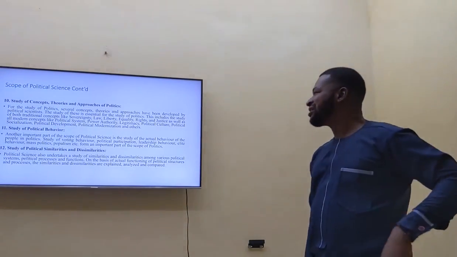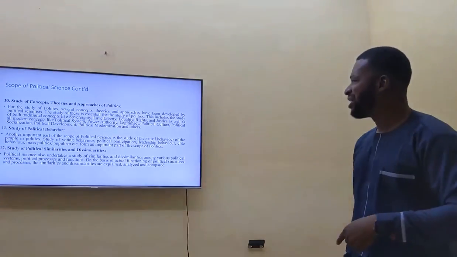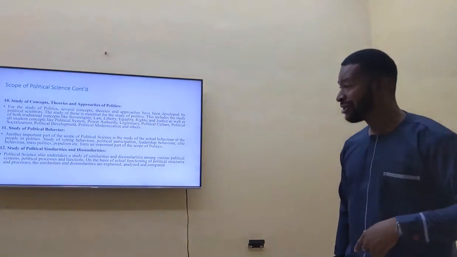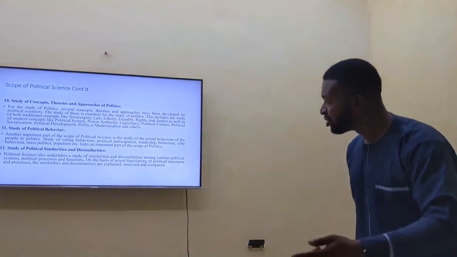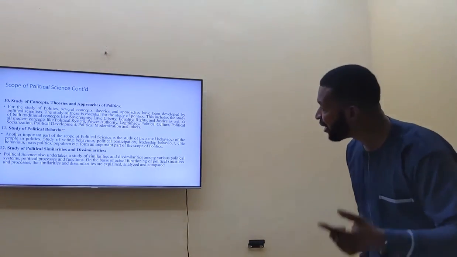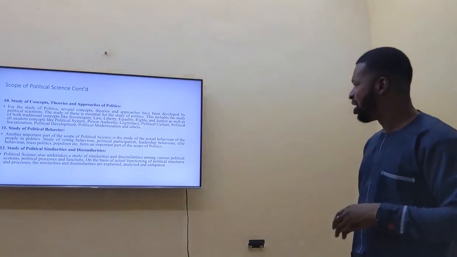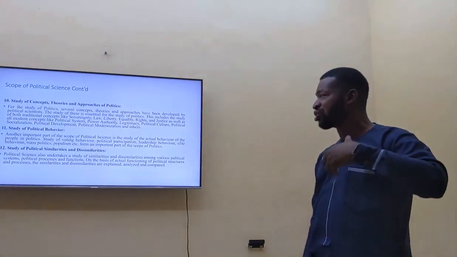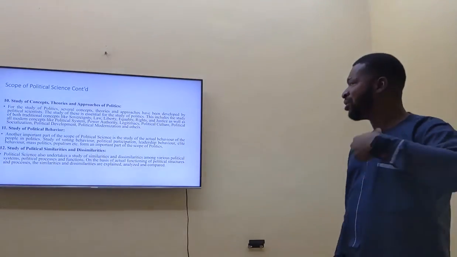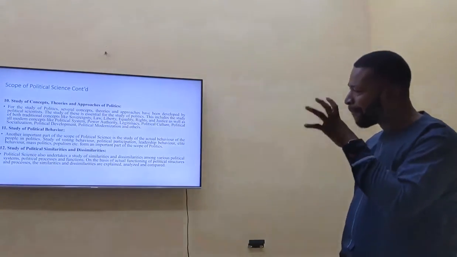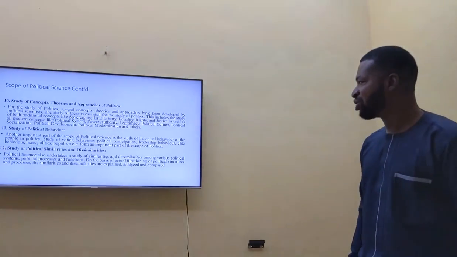Another thing we look at is the study of concepts. It is important to look at concepts. For instance, you look at the concept of democracy, theocracy, sovereignty, law, liberty, equality, rights, justice, political culture, political socialization, political development, political mobilization, political modernization. These are concepts and approaches you look at while studying political science.